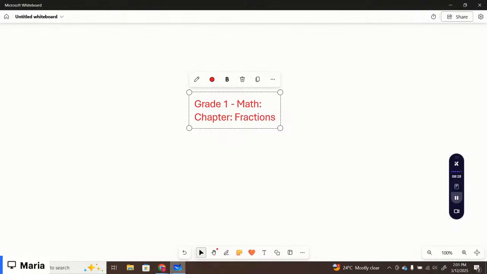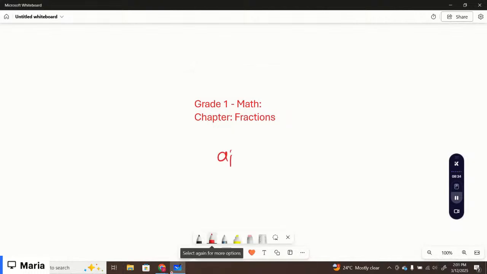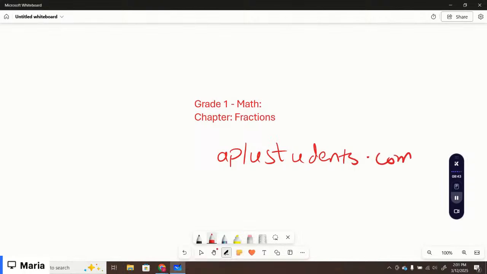You can find all the lessons on aplusstudents.com. You have to log in there using your email address and password as provided by the administrator. Then you have to select math from the subject tab. Scroll down to grade one math and then click on view all lessons.